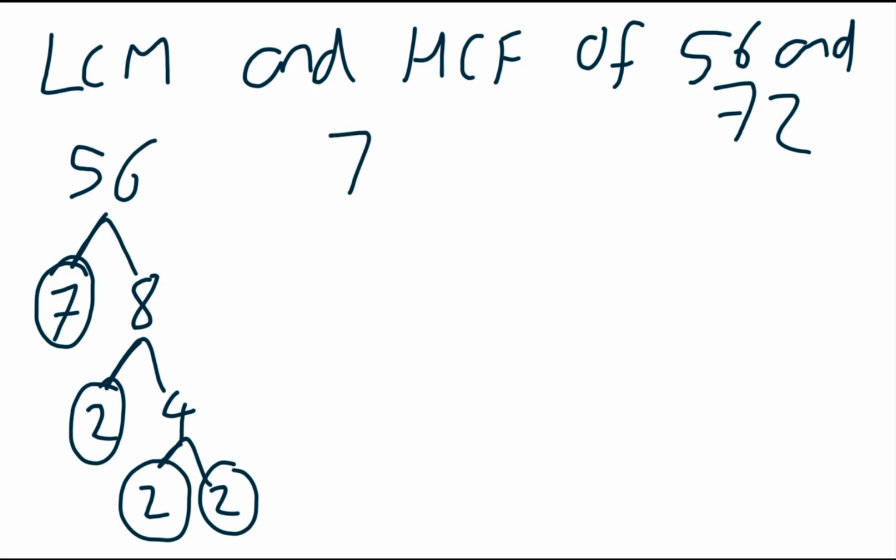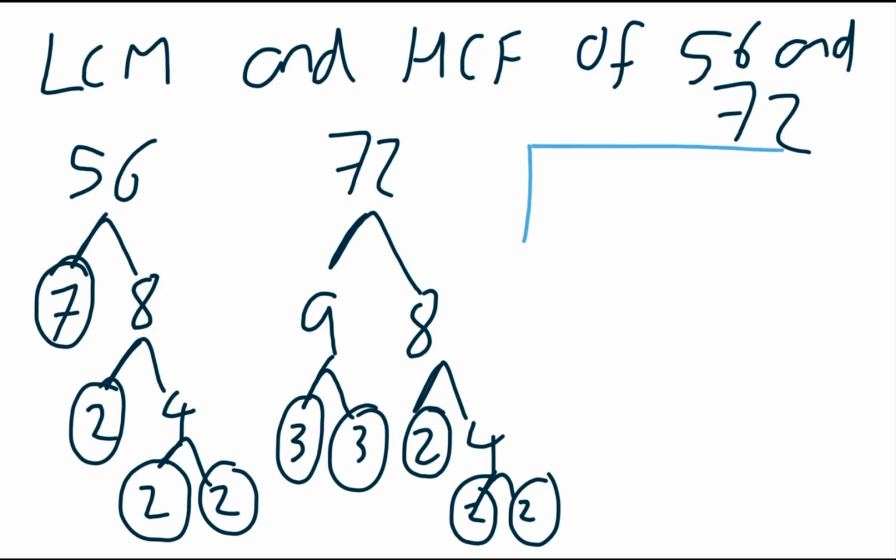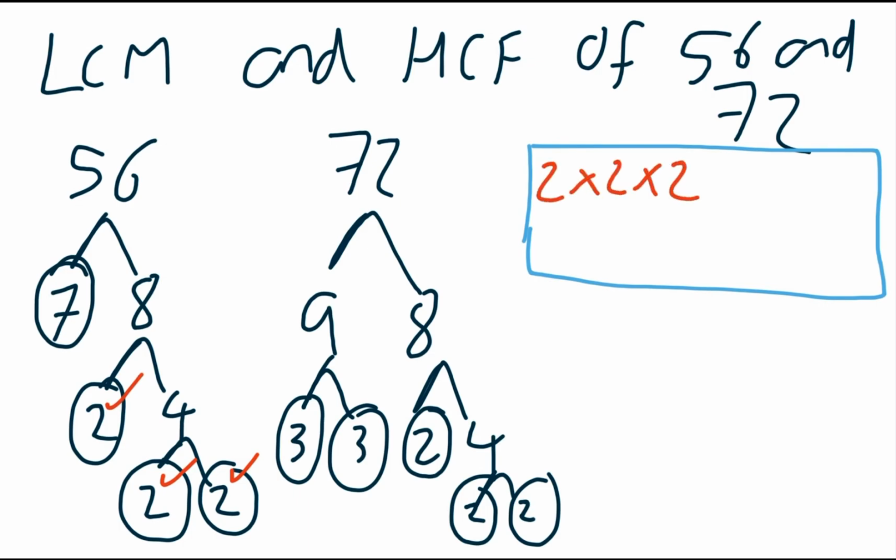I can use the 72 and say 9 times 8, neither are prime. 9 is 3 by 3, block it off. 8 becomes 2 by 4, block off the 2. And then I've got 2 by 2. It's quite a lot of numbers here actually, so just to make it easy, I'm going to write them out one underneath the other. Let's do the first one, the 56. I've got a 2. Look what I'm doing, I'm taking them off. So I've got 2, 2, 2, 3 lots of them, and I've got a 7.